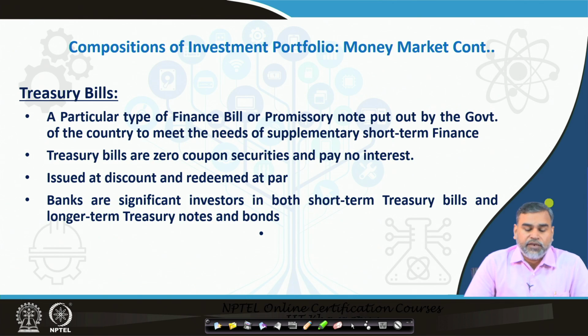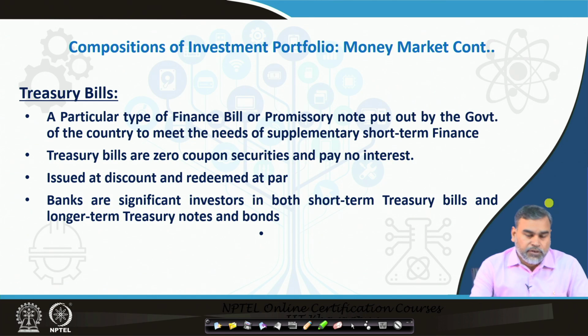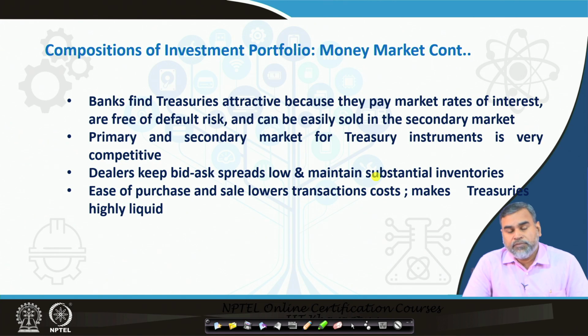Banks are significant investors in both short term treasury bills and longer term treasury notes and bonds in the market across the globe, not only in India, but also in other developed countries. Treasury bills are quite popular in terms of banks' investments. The banks find treasuries attractive because they pay market rates of interest, are free of default risk, and can be sold easily in the secondary market, because they are risk free in nature. There is no default risk, and reinvestment in the secondary market is easier for the commercial banks if they invest in treasury bills issued by the central bank.